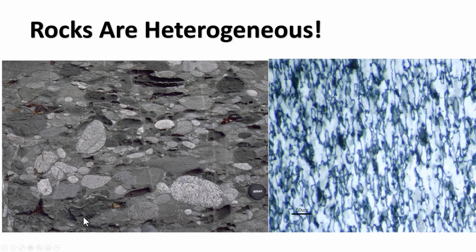On the left is a polymictic conglomerate. As you can see, on this scale of observation, the rock is made of many heterogeneous elements, what we have usually called the rheologically distinct elements.